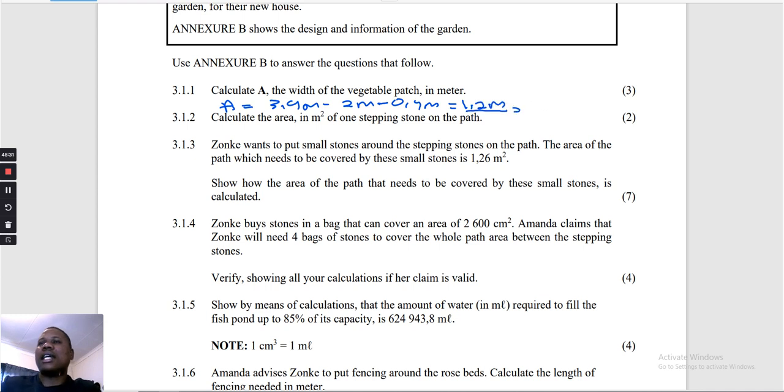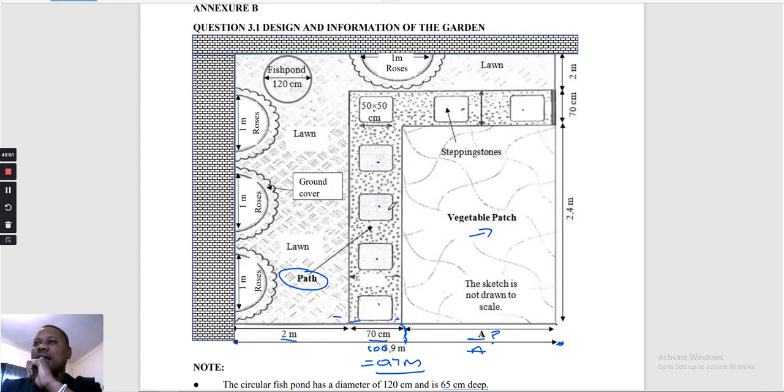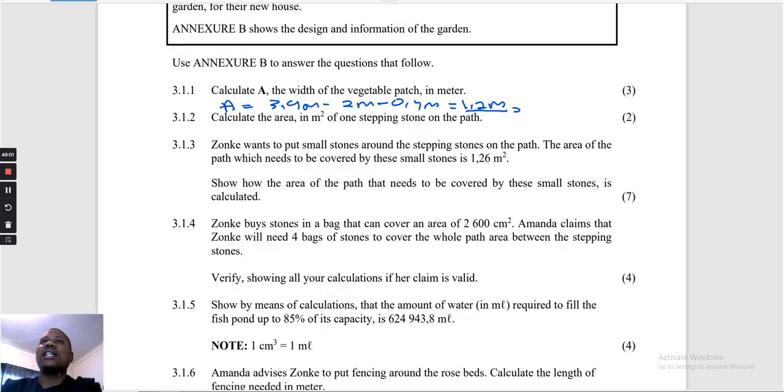Okay, that is A. Now they say calculate the area in meters squared of stepping stones on the path, not patch. What are we going to do now? We're going to look at the shape of the stepping stone. The stepping stone, they say, is 50 by 50, meaning that this is a square. The length is the same as the breadth. So how can we calculate the area, and in which units of measurement do they need that? They need it in meters squared.